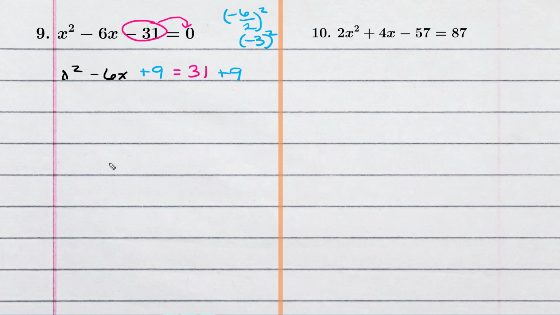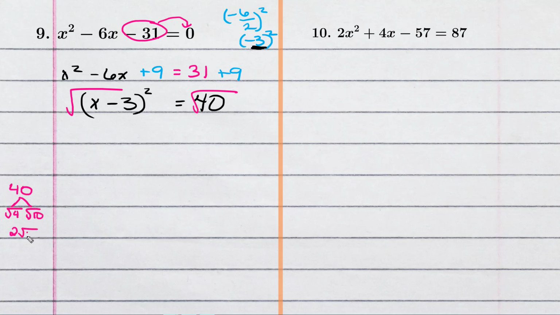That gives me x minus 3 in my parentheses on the left-hand side, because wherever this number is here, goes with the x. And on the right-hand side is 40. So now I take the square root of both sides. So inside of 40, when I start trying to picture what are the perfect squares that are inside of that 40, well, the only perfect square I can find inside of the 40 is a 4. So 4 square roots of 10, so that's 2 square root of 10.